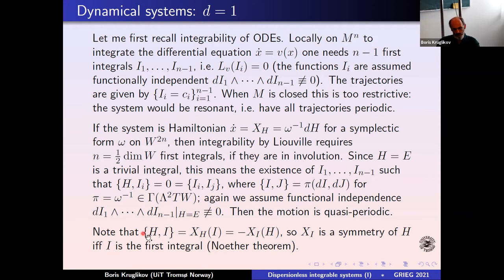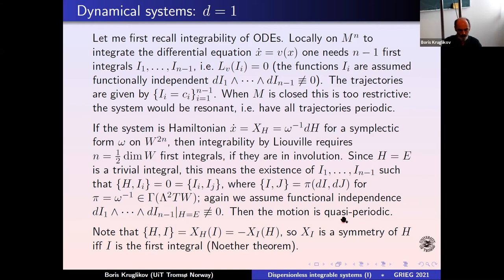Note for further reference that we have this relation, that {H, I}, the Poisson bracket of functions, is the same as the Lie derivative of I along the Hamiltonian field X_H, or minus the Lie derivative of H along the Hamiltonian field X_I. In other words, this says that X_I is a symmetry of the Hamiltonian if and only if I is a first integral. In this simple form, that's just the Noether theorem. Of course, for ODEs it was known much before.